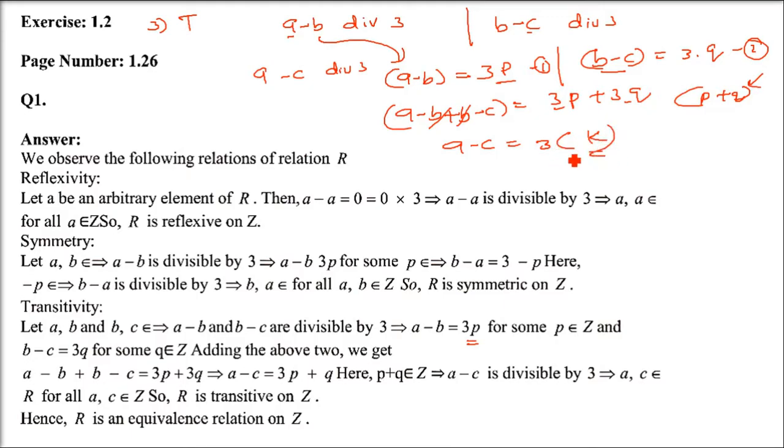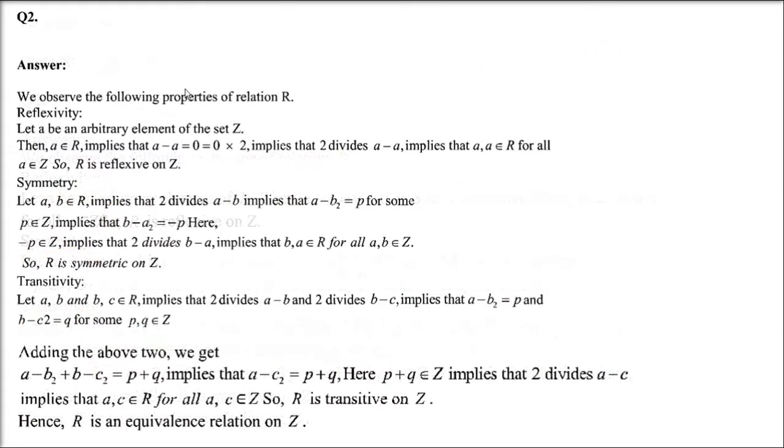Let us say it is k. So it doesn't matter what the constant is, but the thing that matters is, it is 3 into some constant. So a minus c divided by 3 is some constant. So a minus c is divisible by 3. You are getting some constant. So because all three hold, it is an equivalence relation. Equivalence relation means it has to be reflexive, it has to be symmetric, it has to be transitive. Right?